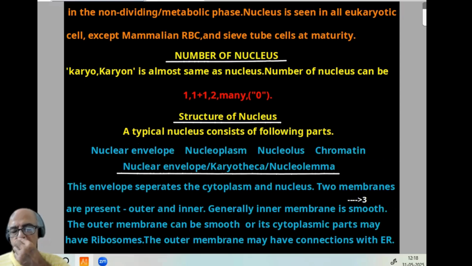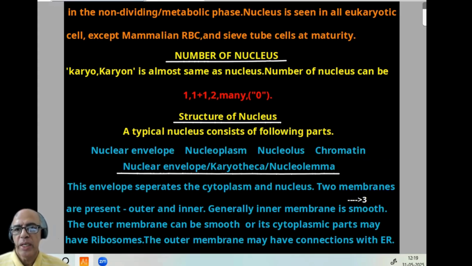Then, the nucleus is usually seen in all eukaryotic cells. Only there can we find it; exceptions are mammalian RBCs and sieve tube cells at maturity. The number of nuclei is normally 1. It can be 1 plus 1, dikaryon. It can be 2, diploid. It can be many. Zero means not seen in eukaryotes. Now, the structure of the nucleus. When we say zero nucleus, it is better to use the term prokaryote.